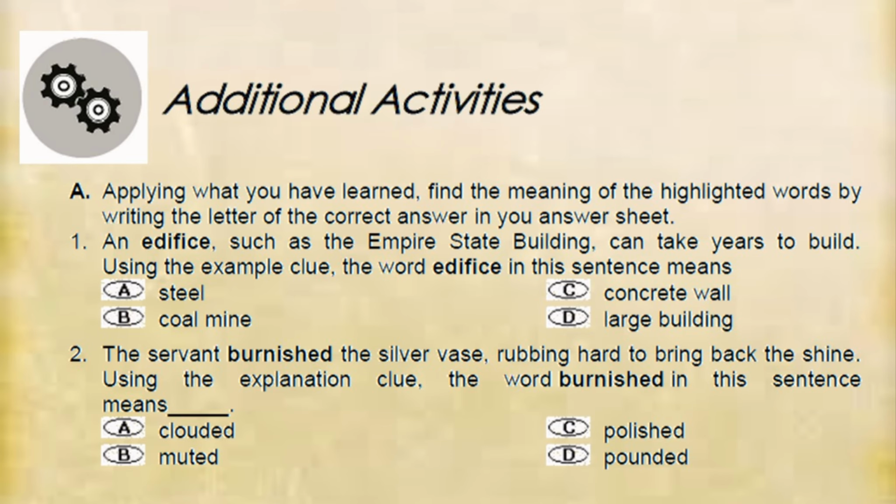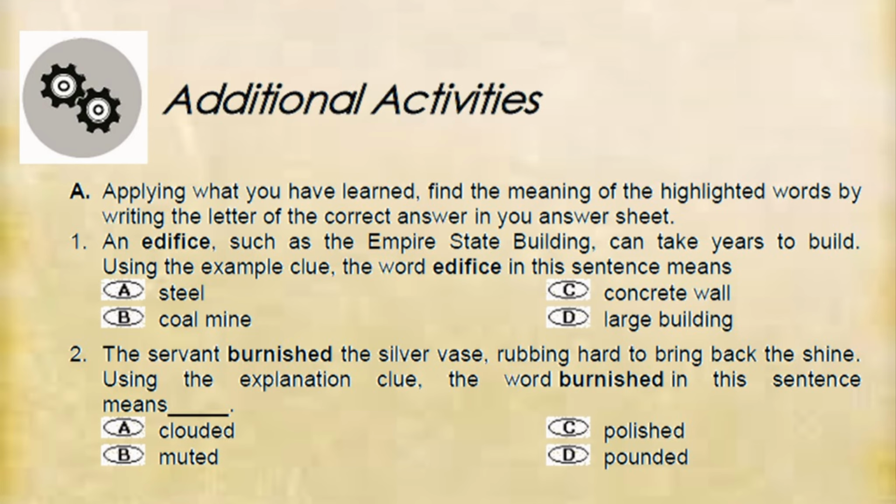Applying what you have learned, find the meaning of the highlighted words by writing the letter of the correct answer in a new answer sheet. 1. An edifice, such as the Empire State Building, can take years to build. Using the example clue, the word edifice in this sentence means A. Steel. B. Coal mine. C. Concrete wall. D. Large building.